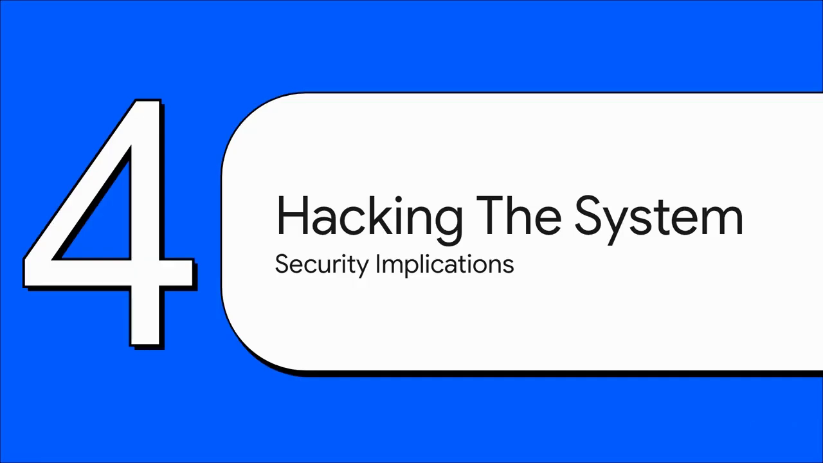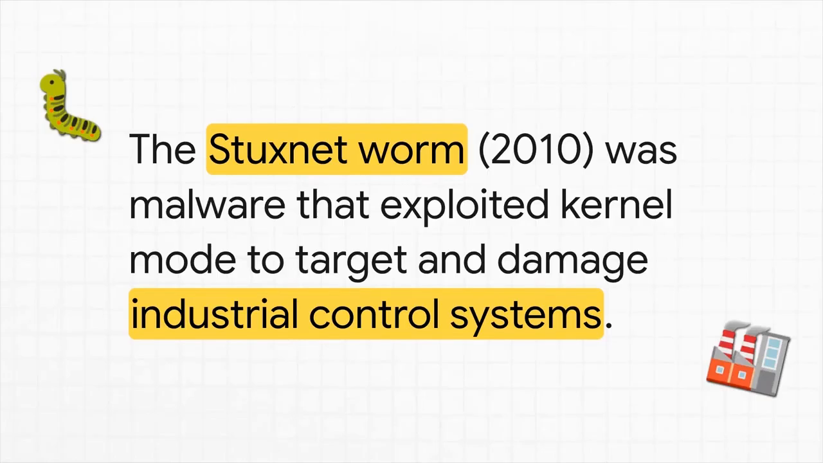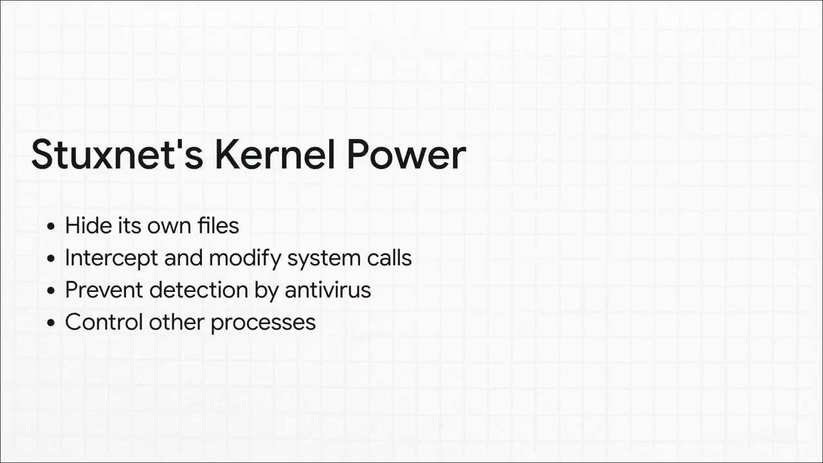This is where we get into security. A perfect and, frankly, terrifying real-world example of this is the Stuxnet worm. This was an incredibly sophisticated piece of malware that was specifically designed to get kernel-level access so it could physically destroy industrial equipment. Once Stuxnet got into kernel mode, it was basically a ghost in the machine with godlike powers. It could make its own files completely invisible, so you'd never even know it was there. It could intercept and change fundamental system commands. It could lie to your antivirus software and tell it everything was fine.